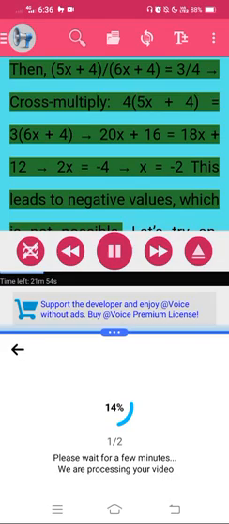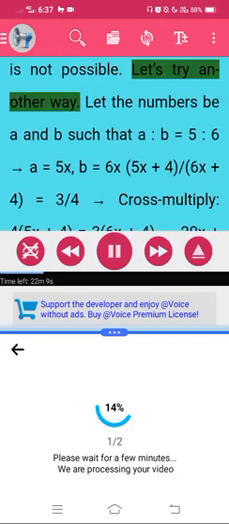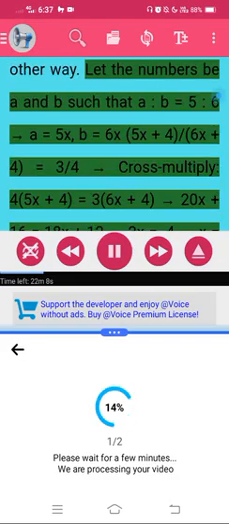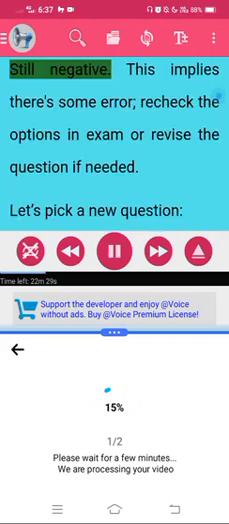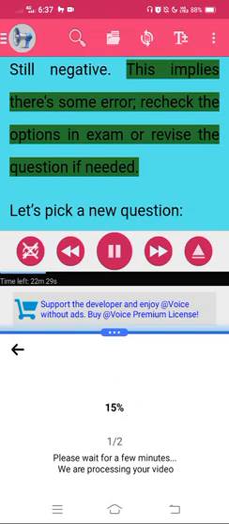This leads to negative values, which is not possible. Let's try another way. Let the numbers be a and b such that a:b = 5:6, so a = 5x, b = 6x. Then (5x + 4)/(6x + 4) = 3/4. Cross multiply: 4(5x + 4) = 3(6x + 4), so 20x + 16 = 18x + 12, so 2x = -4, so x = 2. Still negative. This implies there's some error. Recheck the options in the exam or revise the question if needed.